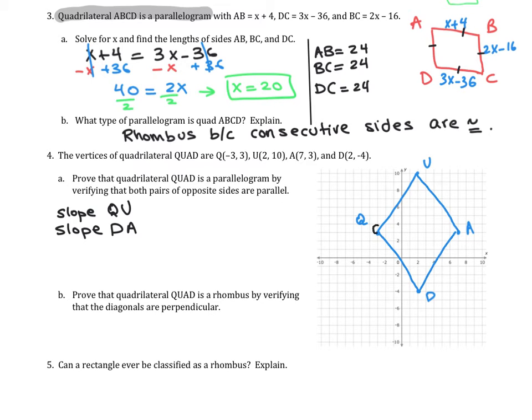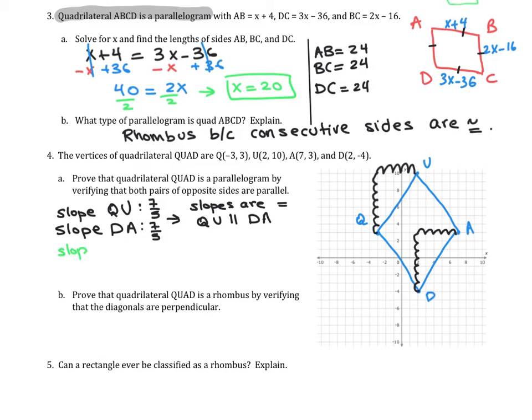So rise over run. So 1, 2, 3, 4, 5, 6, 7. 1, 2, 3, 4, 5. So 7 over 5. And this one, 1, 2, 3, 4, 5, 6, 7. 1, 2, 3, 4, 5. So that's also 7 over 5. Now, slopes are equal, which means that QU is parallel to DA. Okay? So let's move on and find the slope of AU and the slope of DQ.